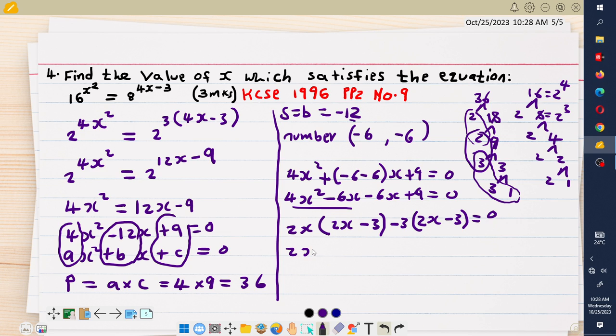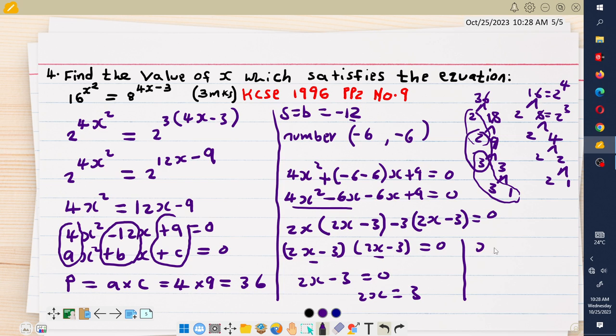Therefore it means that 2x minus 3, then I pick one of the values in the bracket, which is also 2x minus 3. This should give me 0. Because the roots are the same, this is what we call a repeated root. Therefore I just pick one of them. 2x minus 3 is equal to 0. So 2x will be equal to 3. Therefore the value of x will be equal to 3 over 2, or simply 1.5. So this is a repeated root. So that is my value of x.